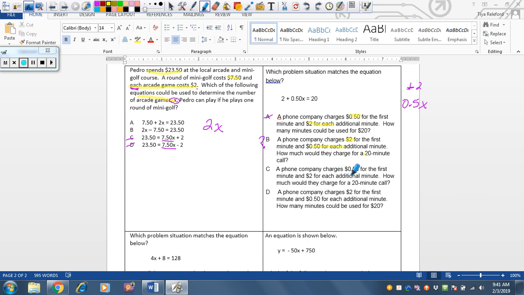A phone company charges 50 cents for the first minute and $2 for each. We already crossed off A for that reason, right? $2 each means 2 is being multiplied. We don't want to multiply 2. A phone company charges $2 for the first minute and 50 cents for each additional minute. How many minutes could be used for $20? Ooh, okay. If this is as far as I go, I crossed off A and C. Now I've got 50-50.